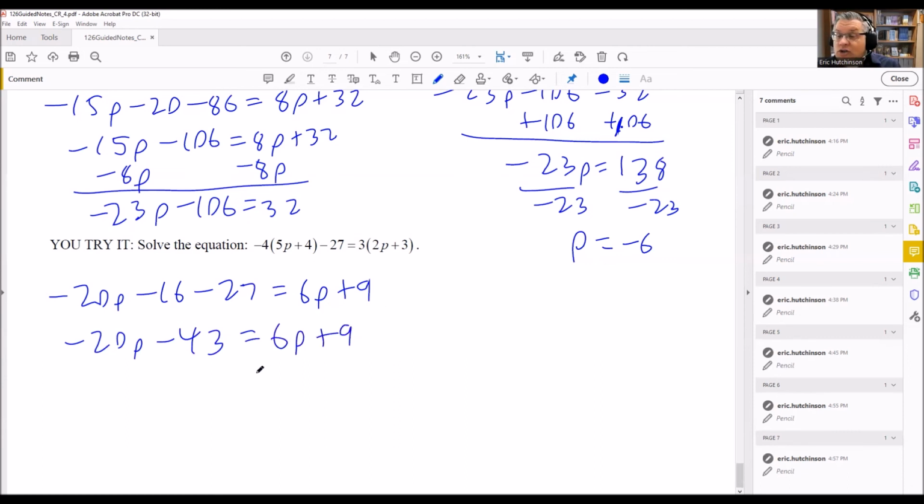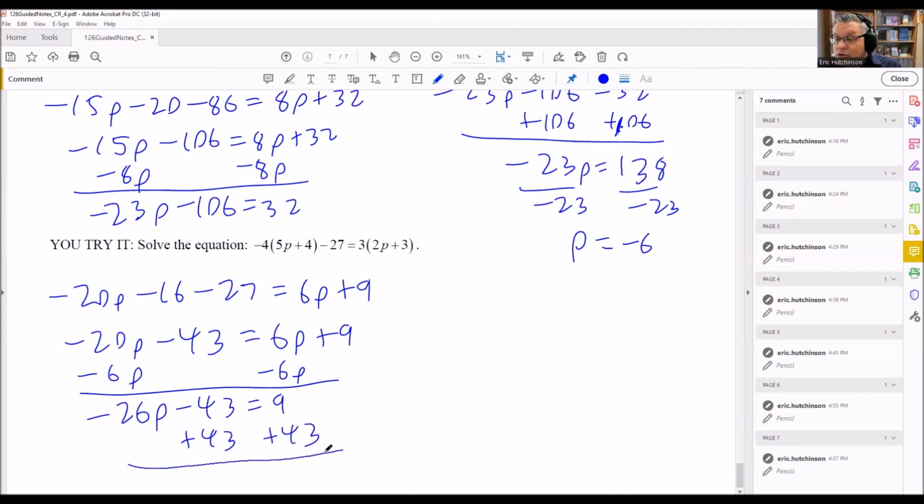Now we want to get all the p's on one side, so I'm going to subtract 6p from both sides there. You get -26p minus 43 equals 9. Now we're going to add 43 to both sides. Okay, if we add 43 to both sides, we get -26p is going to equal, if you add that together, it's going to give you 52. So let's rewrite that up here. Last step would be division.